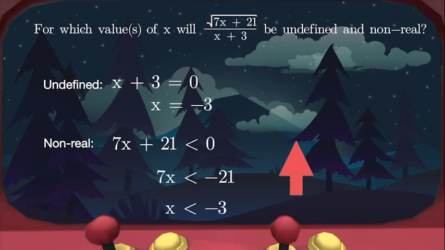And there we go. So what do you have to remember? When we want to know when an expression is undefined, we equate the denominator to 0, and then we solve for x. And if we want to know when an expression is non-real, we take the part that's inside the square root and we make it less than 0, and we solve that inequality.